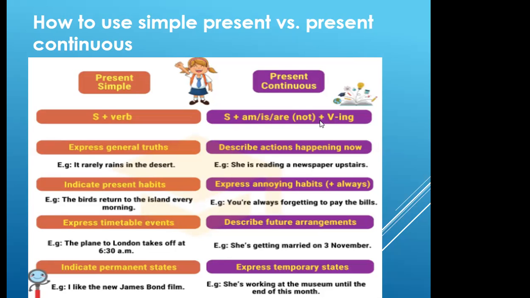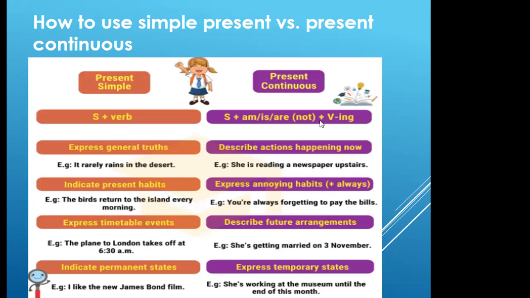Indicates present habits. Indica hábitos en el presente, cosas que pasan en el presente como un hábito. The birds return to the islands every morning. Es algo que hacen todos los días, un hábito. Express timetable events. The plane to London takes off at 6:30 a.m. Expresa también eventos que tienen una hora específica.